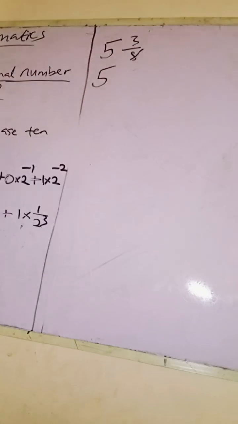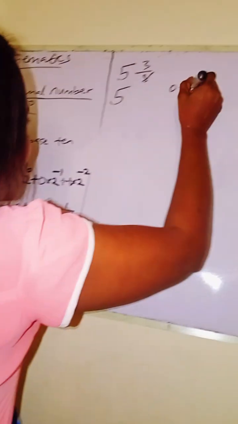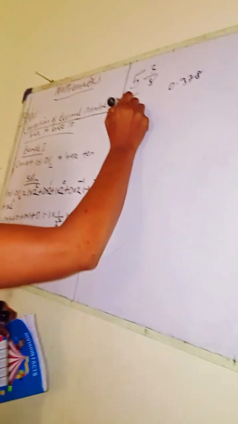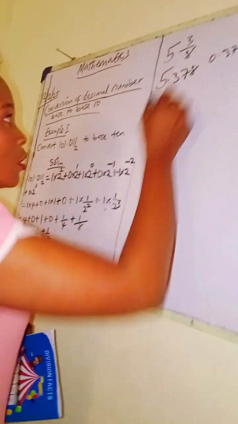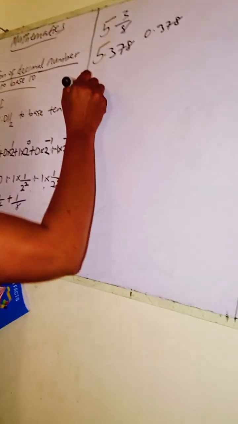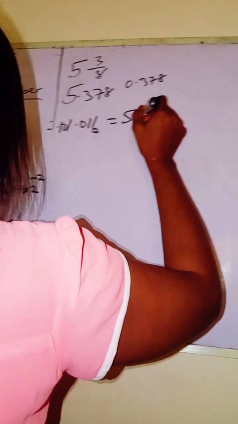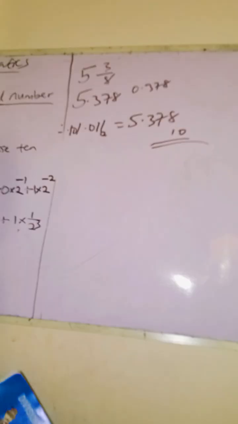3 divided by 8 will give us 0.378. So now I'm going to remove this 0 point because it's of no need. So I'm going to put my 0.378. So I'm saying therefore 101.011 base 2 is equal to 5.378 to base 10. So that is my answer.